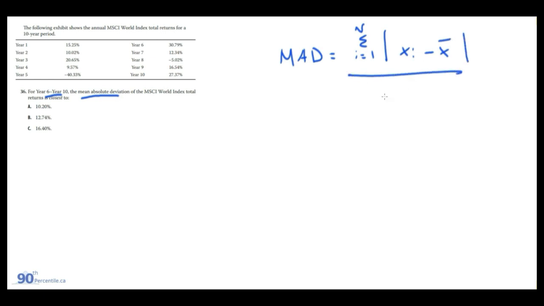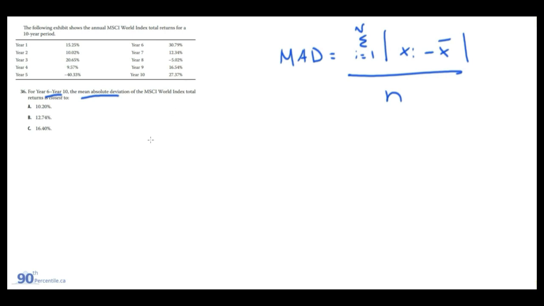36, same data set, but now we just have to calculate the mean absolute deviation for year 6 to 10. Mean absolute deviation, a similar concept to standard deviation, but the formula is actually the sum from i equals 1 to n of the absolute value of your x value minus the mean, over n. There's no squaring or anything here. So the absolute part of this equation is just referencing these absolute bars here, which of course will ignore the signs of the positive and negative values, just the absolute value between the two.